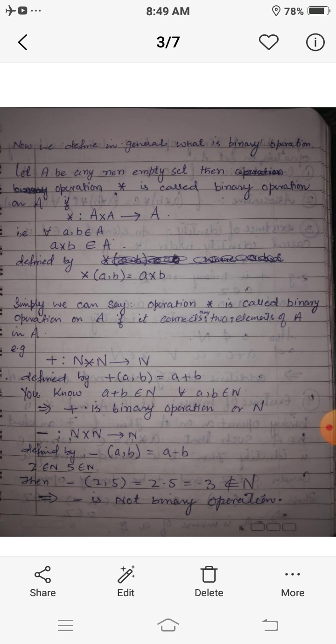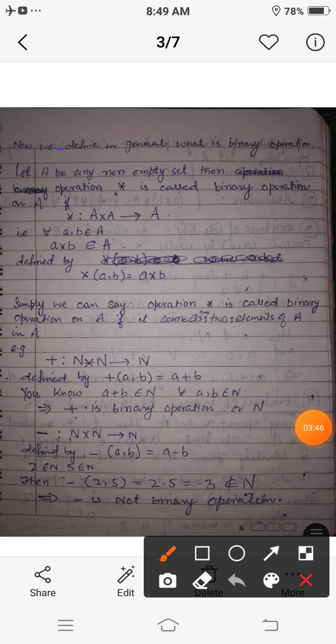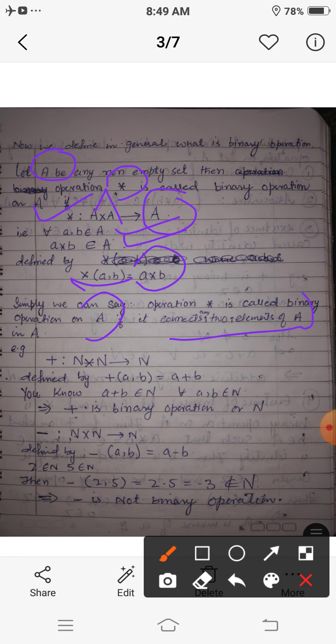So how can we define this binary operation? If we have a non-empty set A, and star is a binary operation if star is a function from A cross A to A, that is, it combines two elements of A to a new element which is again in A. For all a, b belonging to A, a star b belongs to A. Like if we consider this star defined as star of (a, b) equals a star b. So we can say simply star is a binary operation on a given set if it connects two elements of A to an element in A.